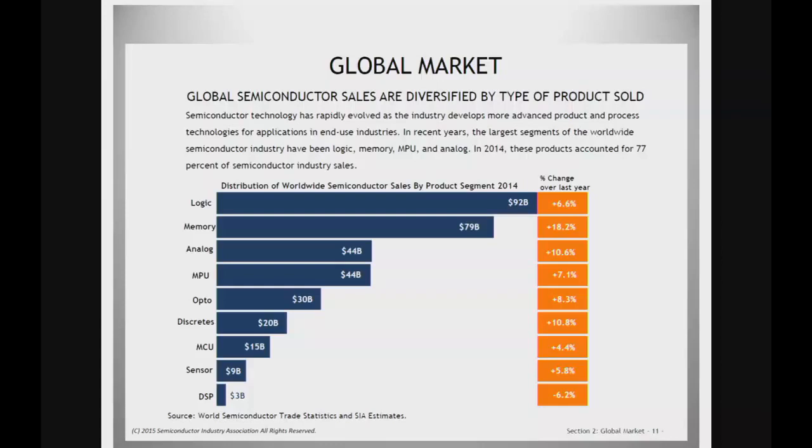So this is where most of these discrete devices are going. Let's have a look at something else here, might be of interest. Memory. So memory was 79 billion in 2014; in 2018, it's $158 billion. So memories are improving significantly.